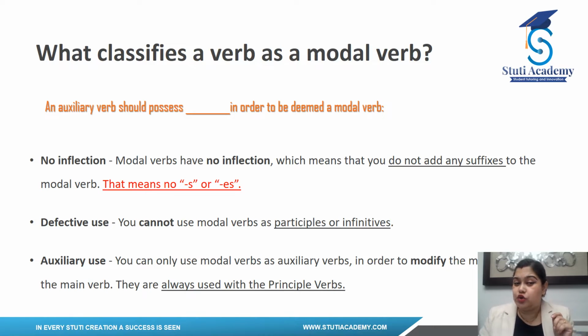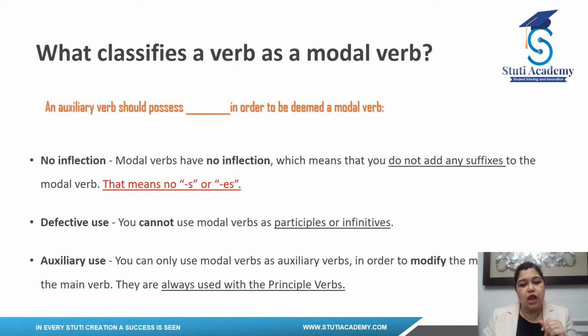Now, here are the options. No inflection. When you talk about no inflection, that means they should not have any suffixes. What do you understand by this word suffix? Suffix means something at the end of the verb or the end of a particular word. It could be any word, okay? That means no s or es, so no plurals, singulars. Now, defective use. You cannot use a modal verb as participles or infinitives. So they will have a finite form and you cannot use them as participles.